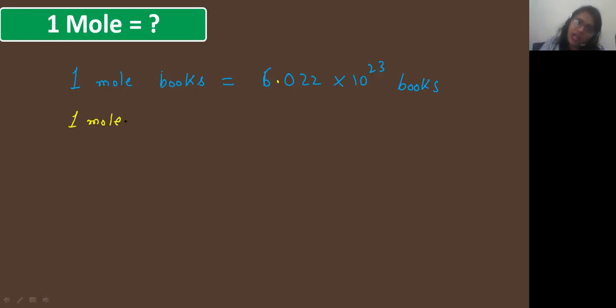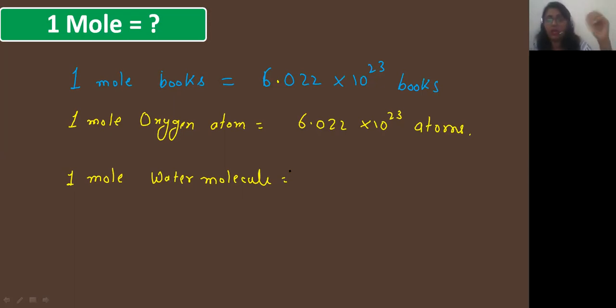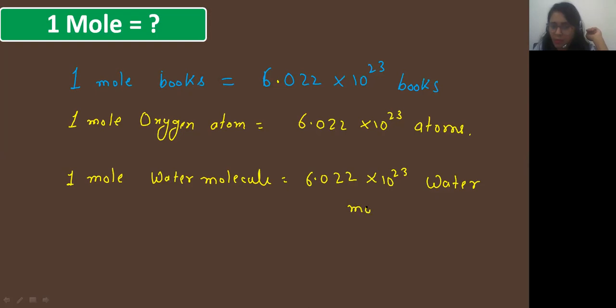Similarly, if I have 1 mole of oxygen atoms, then how many atoms do I have? I have 6.022 into 10 raised to the power 23 atoms. Suppose I ask you, if I have 1 mole of water molecules, how many water molecules do you have? You have 6.022 into 10 raised to the power 23 water molecules.